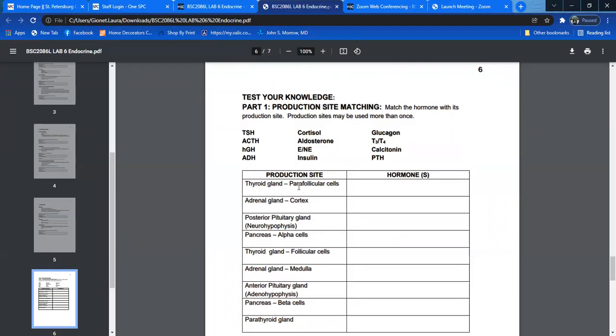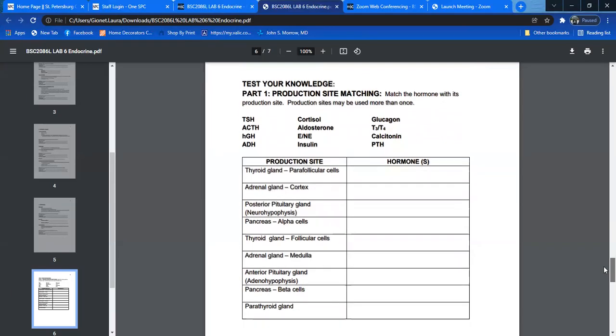The thyroid gland and the parafollicular cells produce calcitonin. Adrenal cortex, well, we have cortisol and aldosterone from there. The posterior pituitary gland, or referred to as the neurohypophysis, stores and releases OT, oxytocin, and antidiuretic hormone. The alpha cells of the pancreas produce glucagon. The follicular cells of the thyroid gland produce T3, T4.